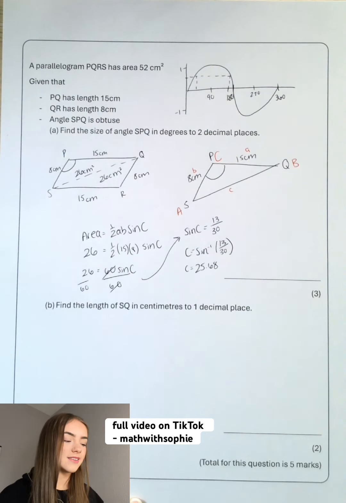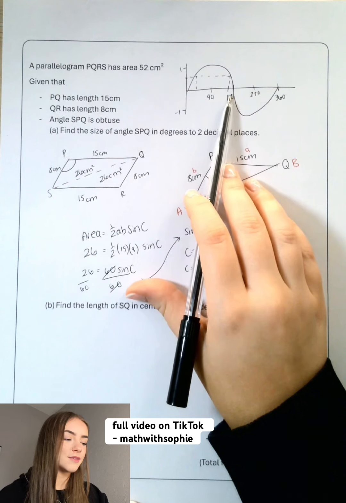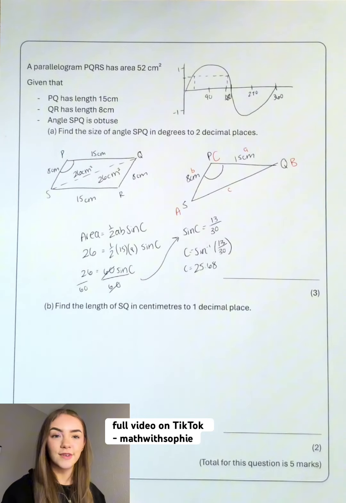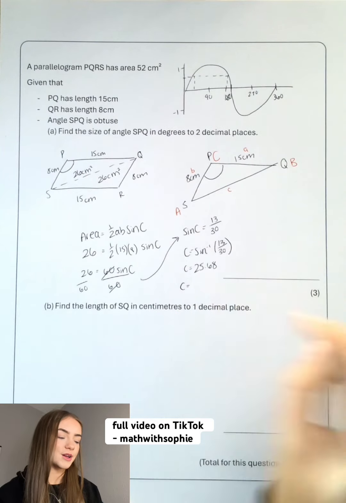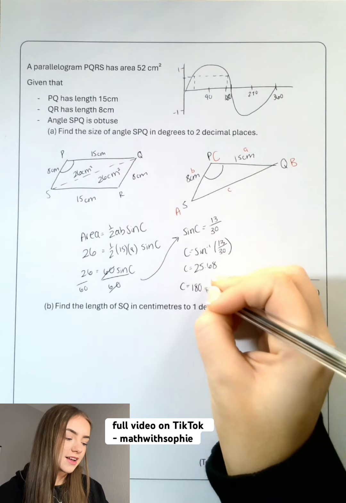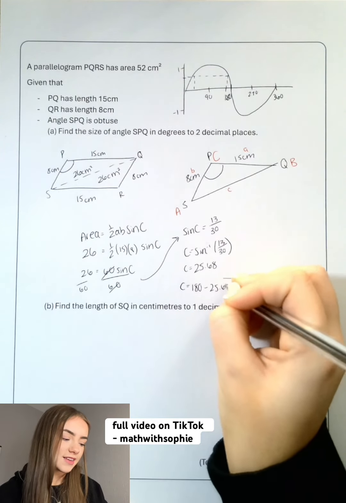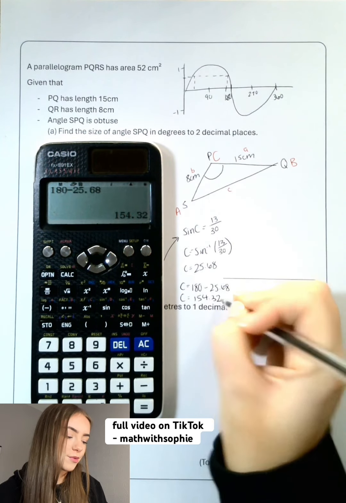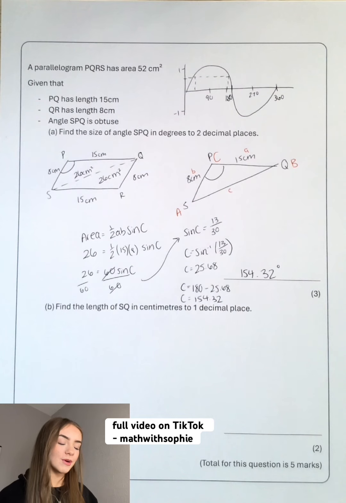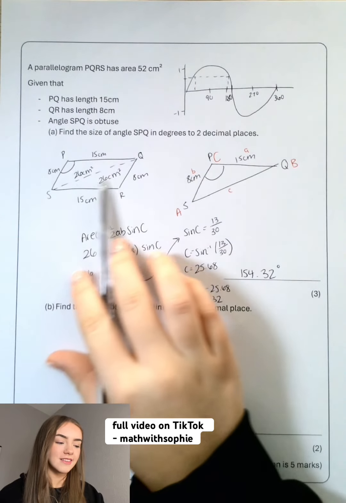Looking at the sine graph, we can see that it is symmetrical between 0 and 180 degrees. So to find another possible value for angle C, we can subtract our first value from 180. So 180 subtract 25.68 to two decimal places will be 154.32 degrees. For part B, we want to find the length of SQ, which is the diagonal here.